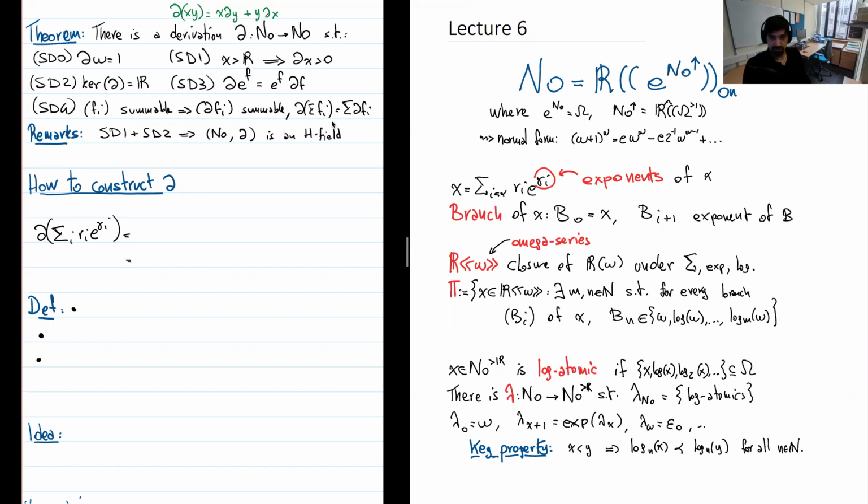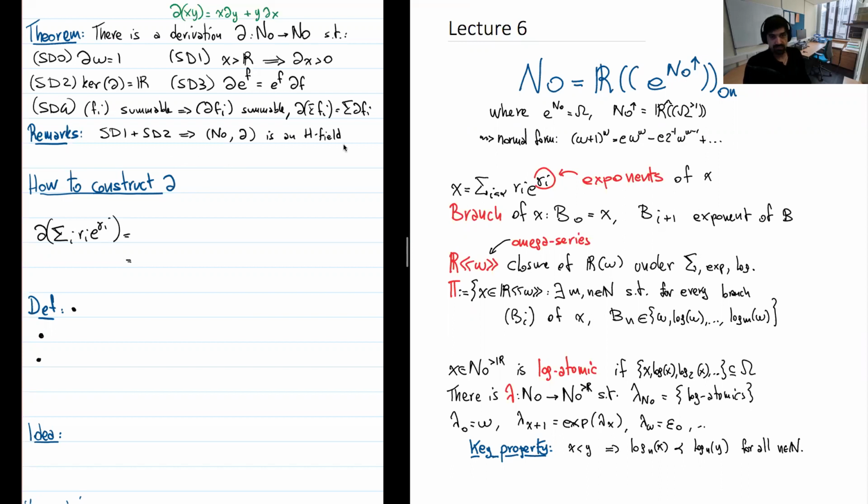And we want this because it makes sense. It's the same kind of derivation you put on Taylor series when you do formal derivatives of Taylor series. It's the same property satisfied in transseries. So it's the sensible thing you want for this kind of asymptotic expansion. So we want the same here on surreal numbers.